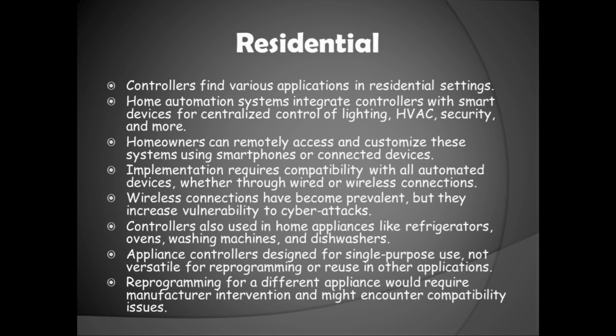Controllers are also heavily used in home appliances such as refrigerators, ovens, washing machines, and dishwashers. However, these controllers are designed for single purpose uses only and are not versatile for programming and reuse in other applications. For example, a refrigerator controller enables precise temperature control, automated defrosting cycles, and notifications for maintenance or door open alerts, but it can't be swapped for a microwave oven's controller unless it's programmed by the manufacturer, and even so, you are most likely to run into compatibility issues.